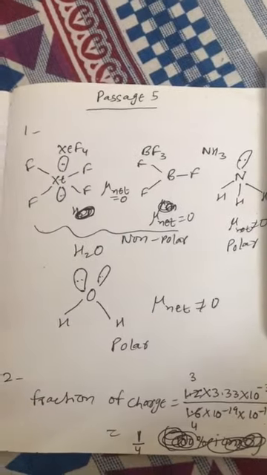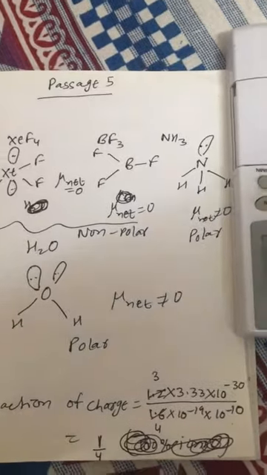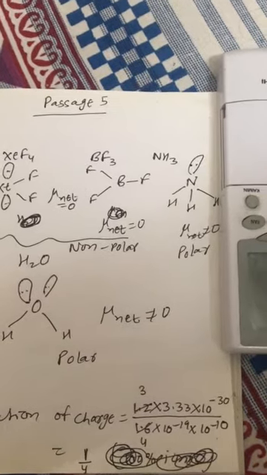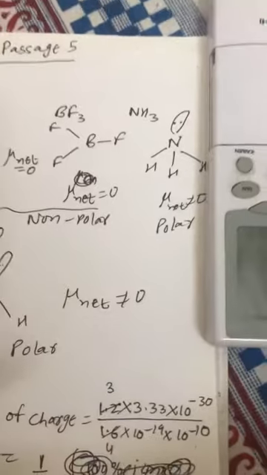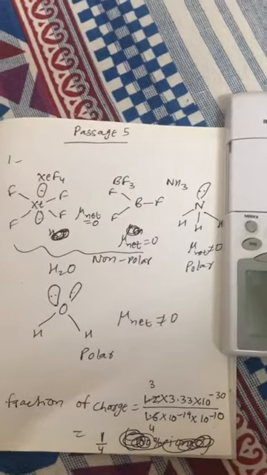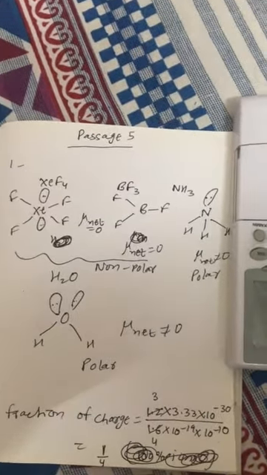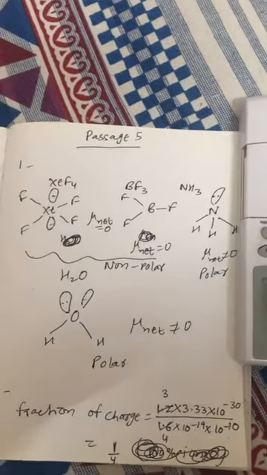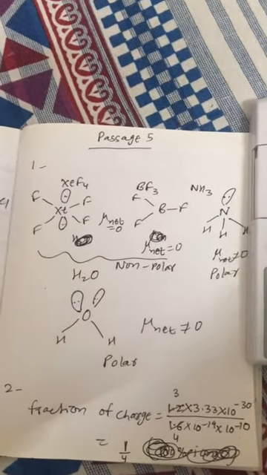Fraction of charge is nothing but fraction of ionic character. So dipole moment 1.2 D, converting it into coulomb meter, we are multiplying by 3.33 into 10 raised to power minus 30, and then dividing by the dipole moment if it has 100% ionic character, that is charge 1.6 into 10 raised to power minus 19 into distance 10 raised to power minus 10 meter. So the value is 1 by 4, or we can say 0.25.